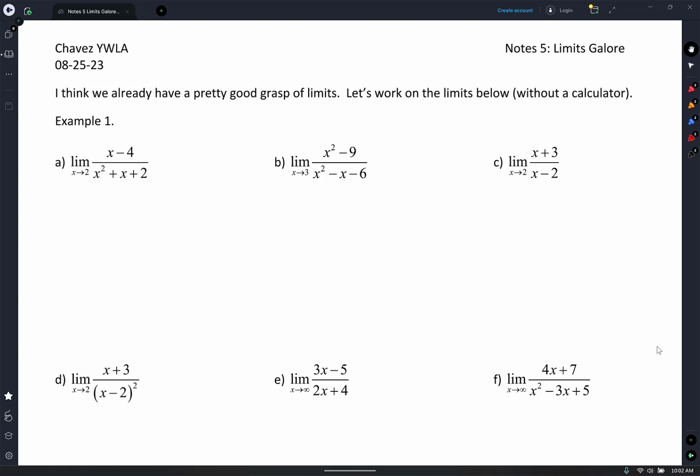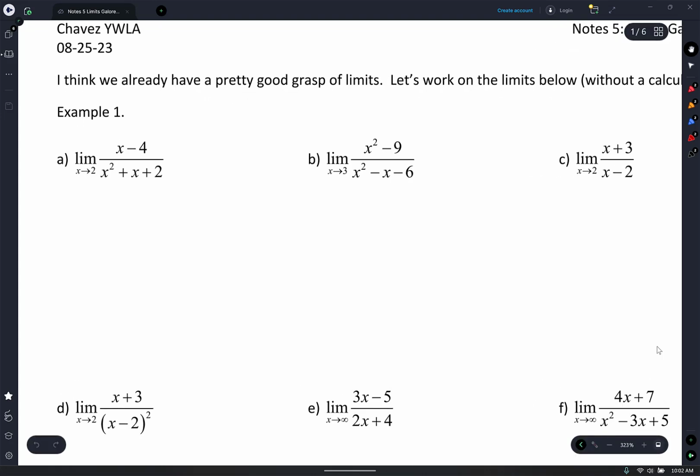All right, I hope you guys are happy. Here we go. Letter A. Can we do direct substitution on that one? Yes. I can do direct substitution. I just go right into it.